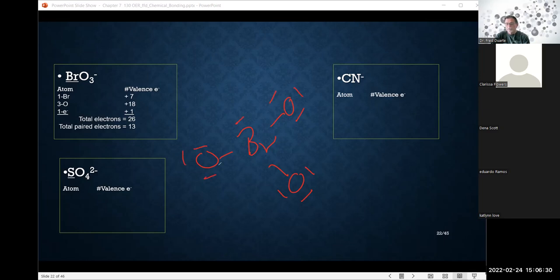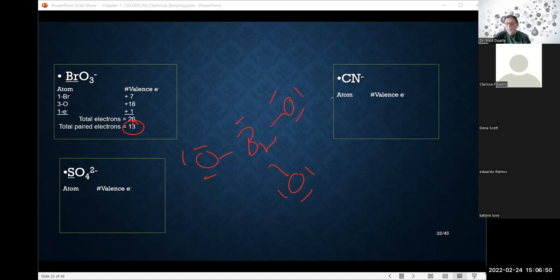Go back before you go any further and double check to make sure you got 13 pair from your calculation. And we do. Okay, we got nine lone pair around each oxygen. So that's 10, 11, 12, 13. So we're good to go.